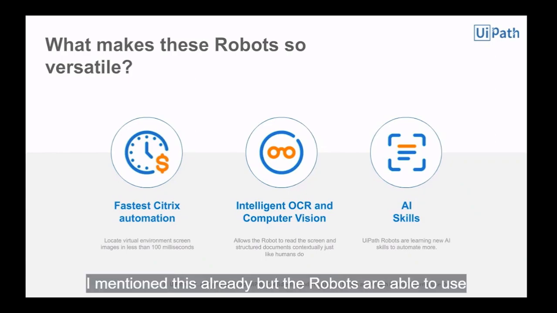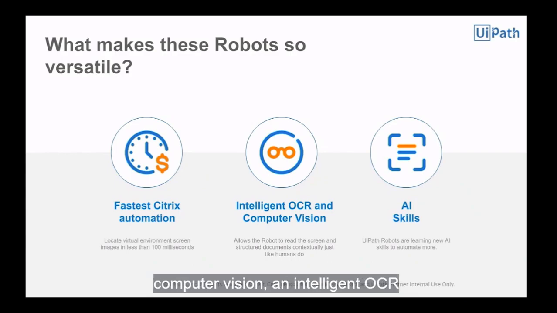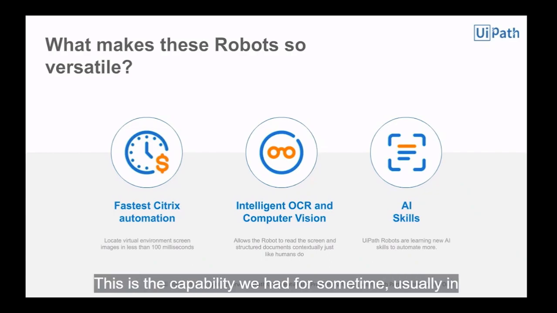I mentioned this already, but the robots are able to use computer vision and intelligent OCR to be able to read screens for user interface and also screens for documents. And this is a capability we've had for some time, usually in association with partner OCR engines. We are investing in this area in AI, and we'll talk about that shortly.